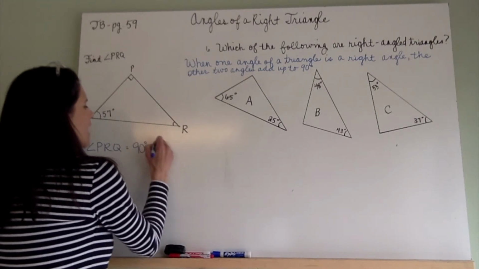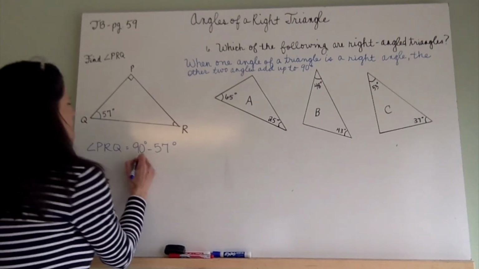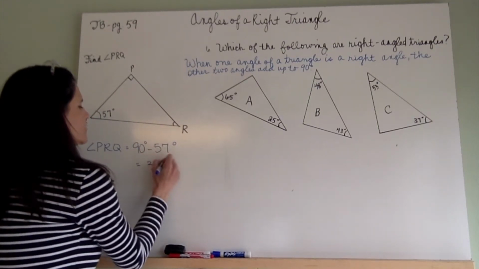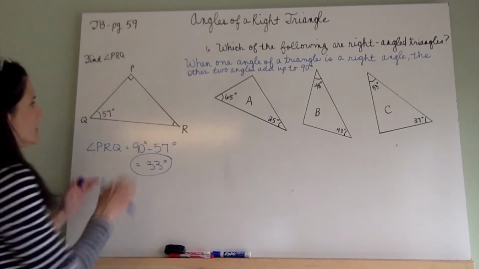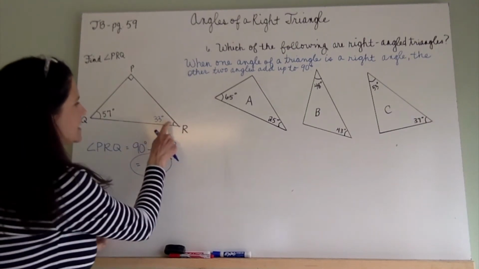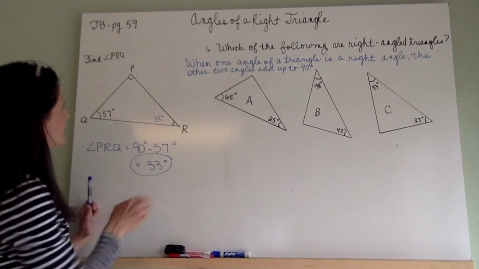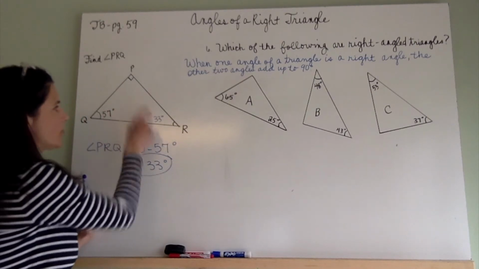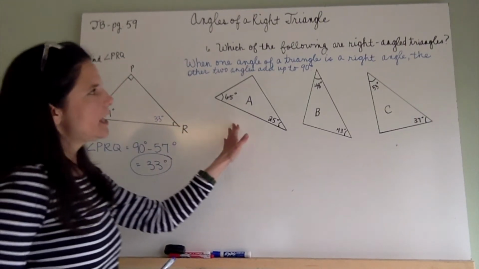So when we do that, we should find that this angle is equal to 33 degrees. It's that simple. So let's check to make sure our answer is reasonable. Yes, this is an acute angle, so it should be less than 90. And if we were to add up all three of these, of course, they would add up to 180 degrees. Okay, now let's move on.